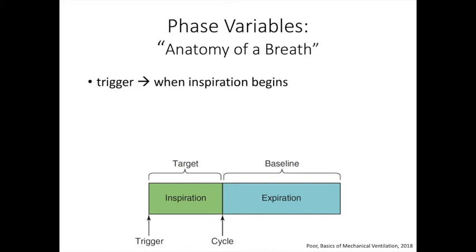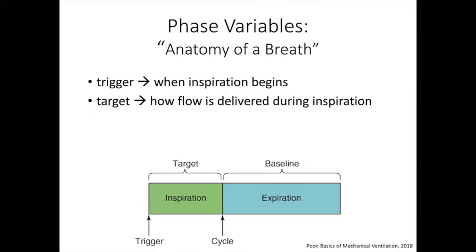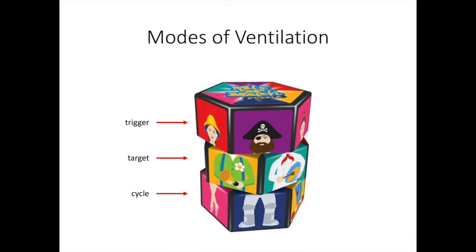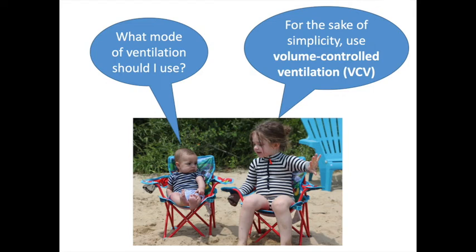There is the trigger, and that determines when inspiration begins. The target is how flow is delivered during inspiration. Cycle determines when inspiration ends. And the baseline is proximal airway pressure during expiration. So you can mix and match the phase variables to essentially create the different modes of ventilation. But as my kids will tell you, for the sake of simplicity, you should use volume-controlled ventilation.